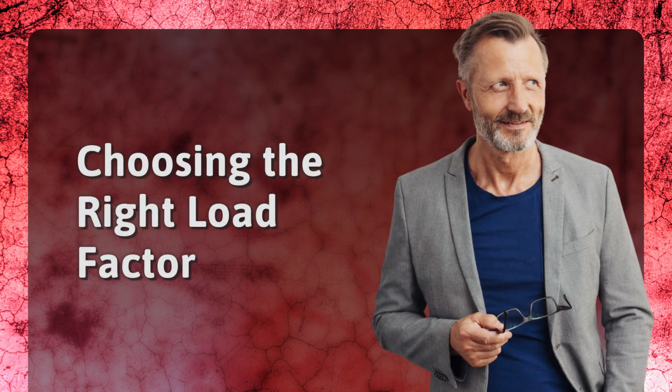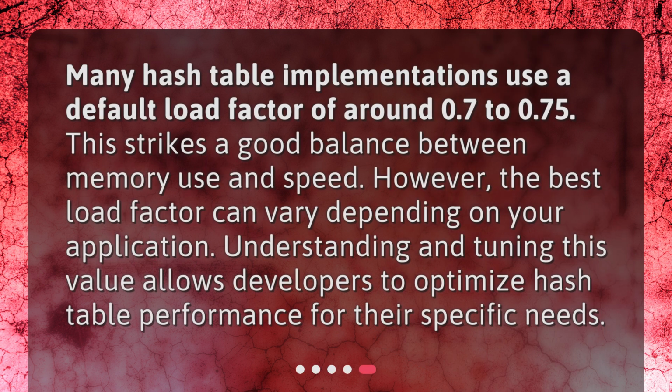Choosing the right load factor. Many hash table implementations use a default load factor of around 0.7 to 0.75. This strikes a good balance between memory use and speed. However, the best load factor can vary depending on your application. Understanding and tuning this value allows developers to optimize hash table performance for their specific needs.